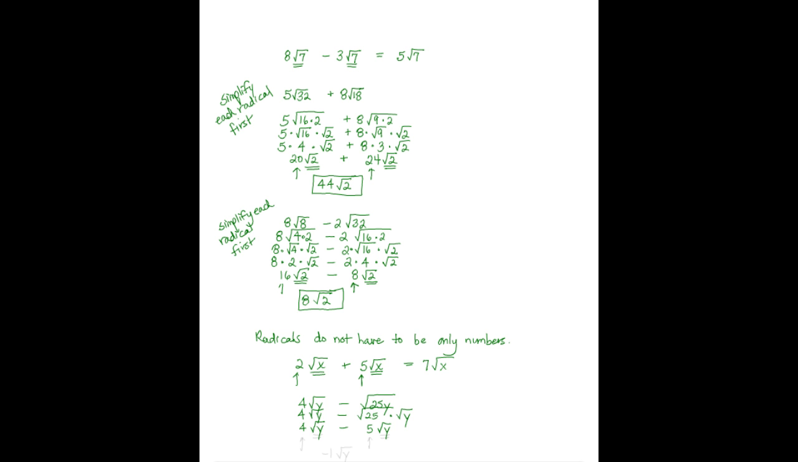So 4 square root of y minus 5 square root of y. Again, we have like radicals, so we're going to subtract the numbers in front of the radical sign. 4 minus 5 is negative 1. Keep the square root of y part the same. Or we can write this as negative square root of y.